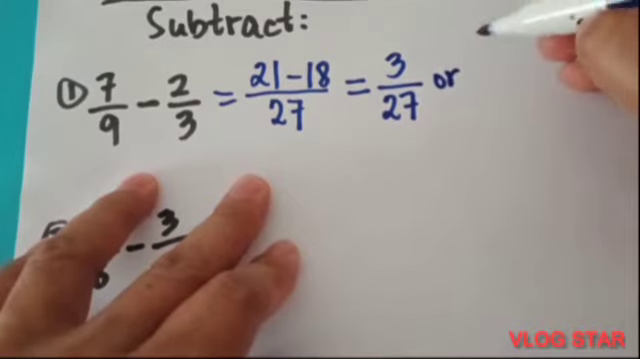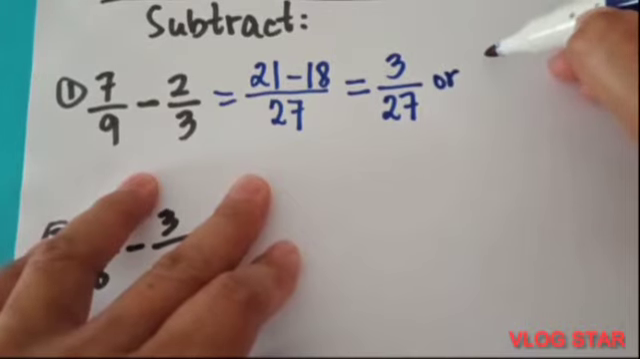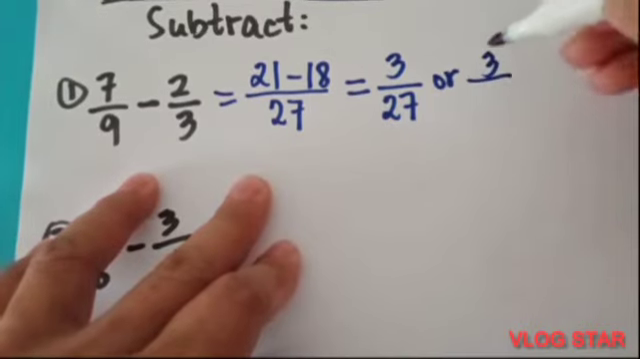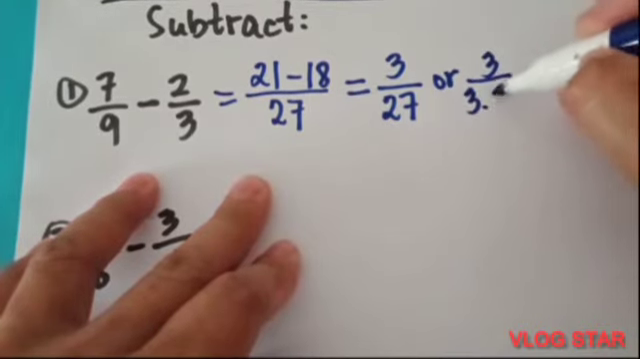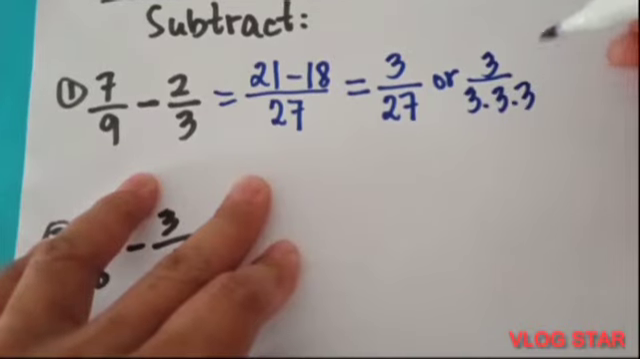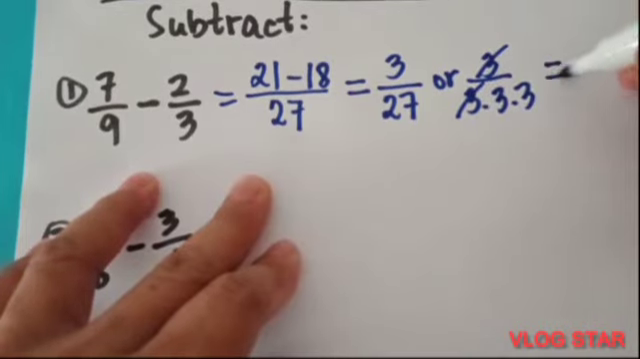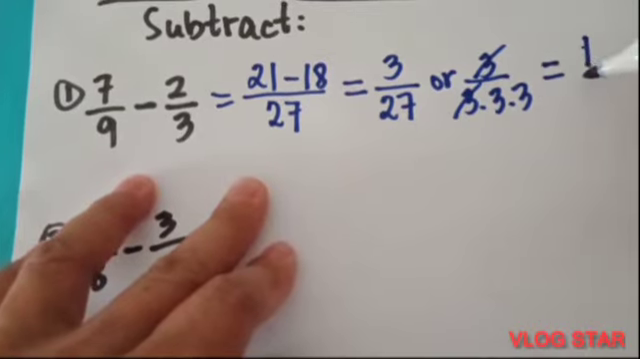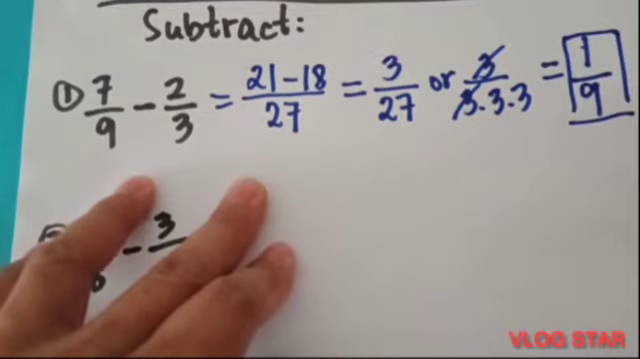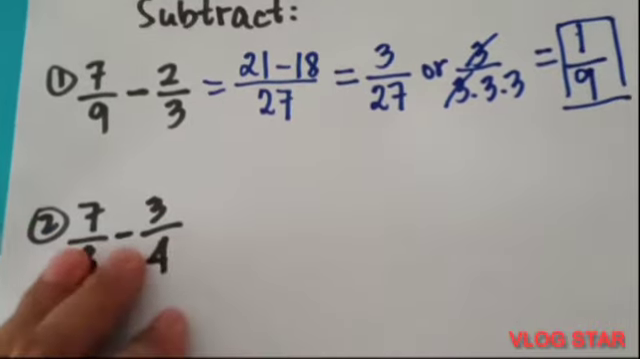So, ang prime factor ng 3 is 3. Yung 9 is 3 times 3. 27 is 3, 3, 3. So, cancel, cancel. So, ang natira natin is 1. 3 times 3, 9. So, ang final answer natin is 1 over 9.